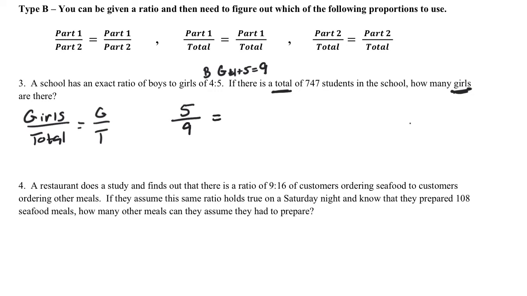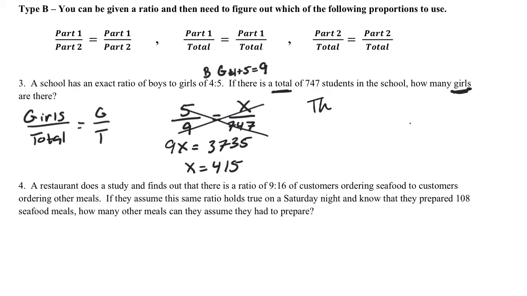Okay, now for the second half, it says we have 747 students, total students, but we're looking for how many girls there are. So we're going to leave that as X. So we want to solve this as a proportion, so we're cross multiplying. We're going to get 9X equals 3,735. Go ahead, divide both sides by 9 to find that X equals 415. So final answer, there are 415 girls. So always make sure to write out your answer. That's part of the problem, and make sure you have good units on there.